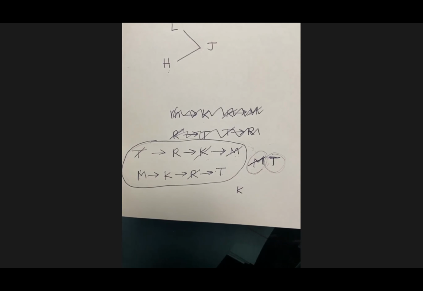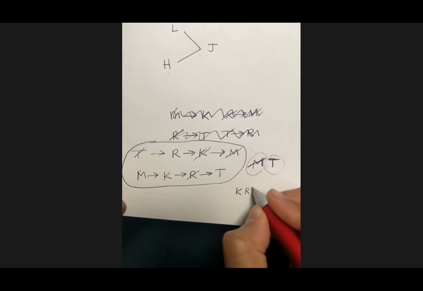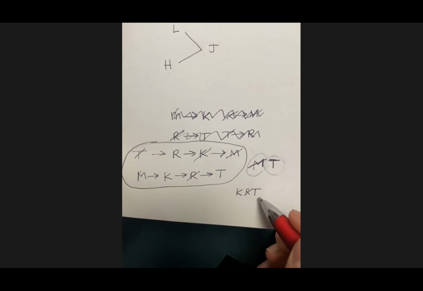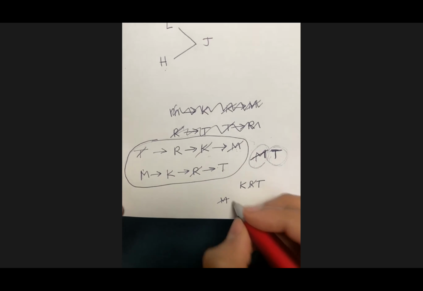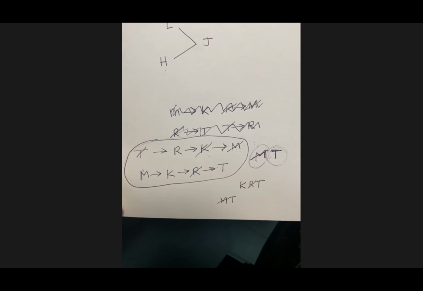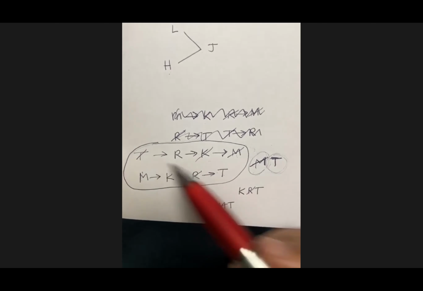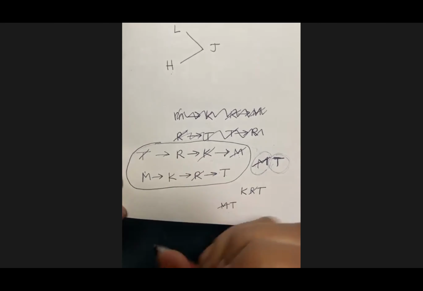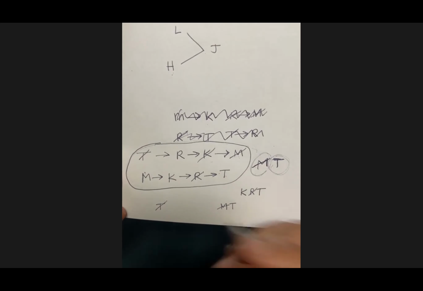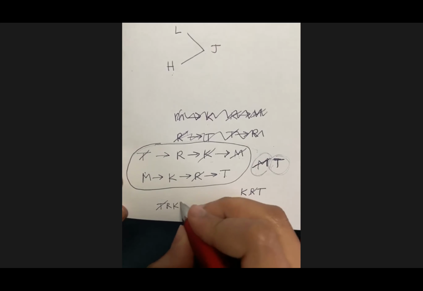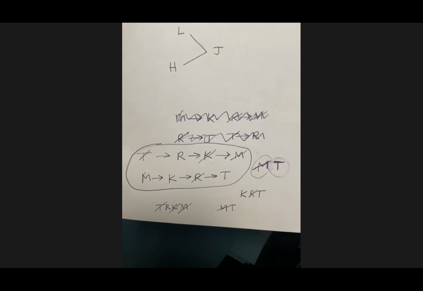If you have K, then you don't have R, but you do have T. Exactly. And then just like that, what happens if we don't have M? We don't know. And then what happens if we have T? We don't know exactly. But similarly, if we don't have T, what do we know? We have R, we don't have K, and we don't have M. Exactly.